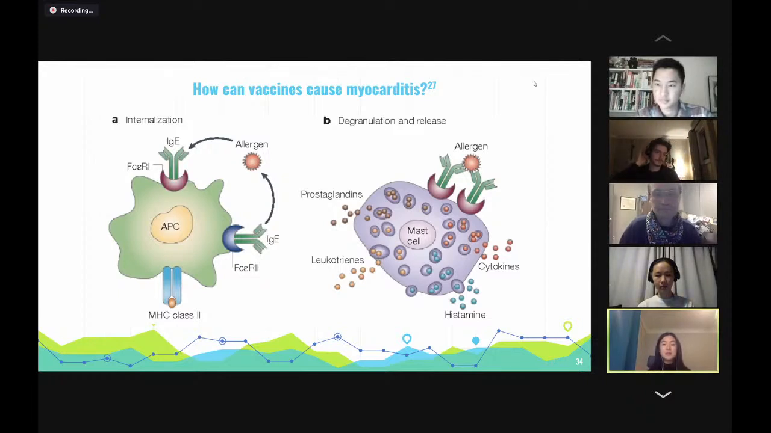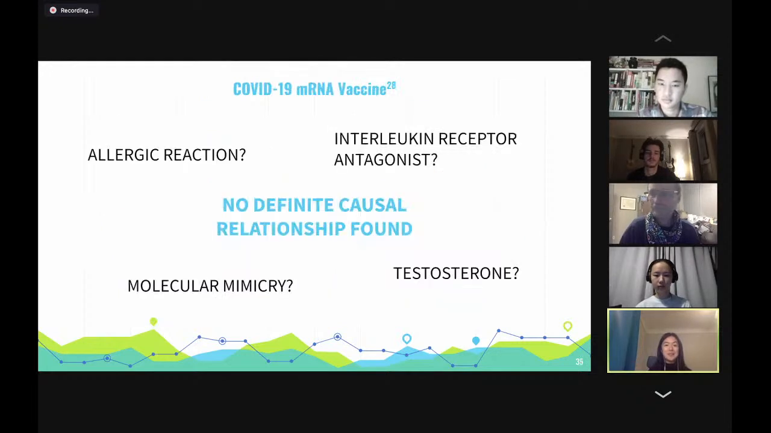Or similarly, you could display hypersensitivity to the vaccine, but through a different immune pathway, which could present delayed symptoms. And this is through T cells. T cells are part of your immune system, and they secrete a different protein called cytokines that also cause inflammation. Next slide, please.